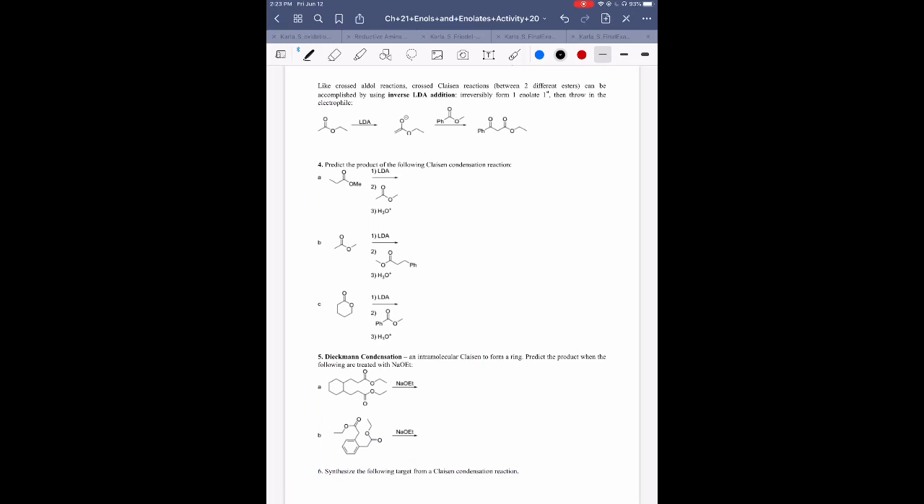Now we're going to look into LDA. LDA is a base that's going to deprotonate the ester, create an enolate, and then we're going to throw in the electrophile.